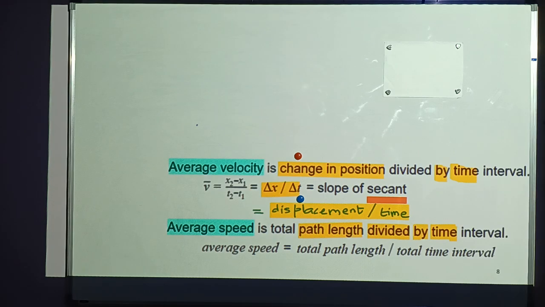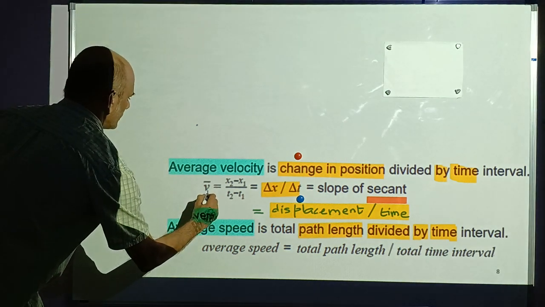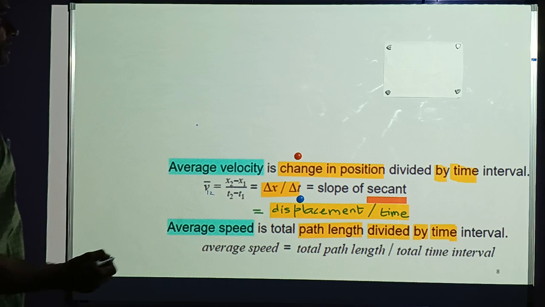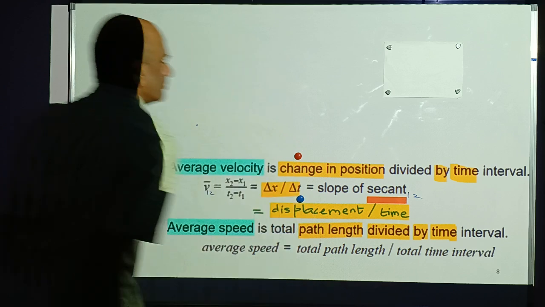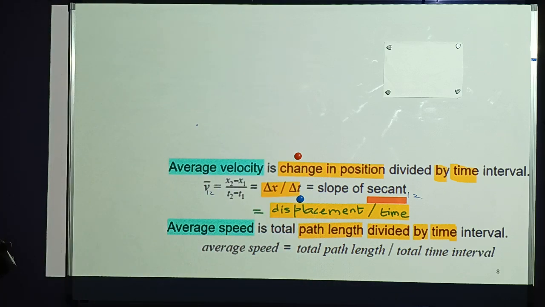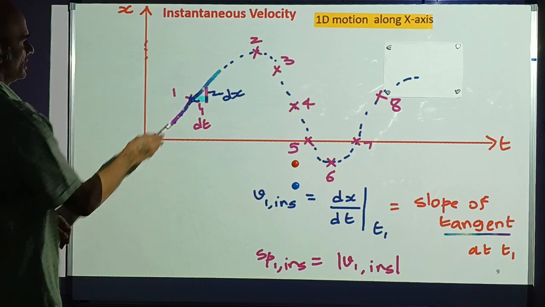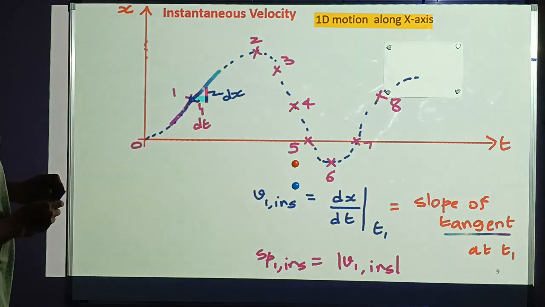Average velocity is change in position divided by the time interval. So here the time interval is 1 to 2. So the corresponding displacement, which is x2 minus x1, by the corresponding time interval t2 minus t1, is the slope of the secant joining points 1 and 2, which is displacement by time. Average speed is the path length covered in this time interval divided by the time. Average speed is defined between two time instances, but instantaneous speed is defined at any time. For example, at this point t1, you get the instantaneous velocity.